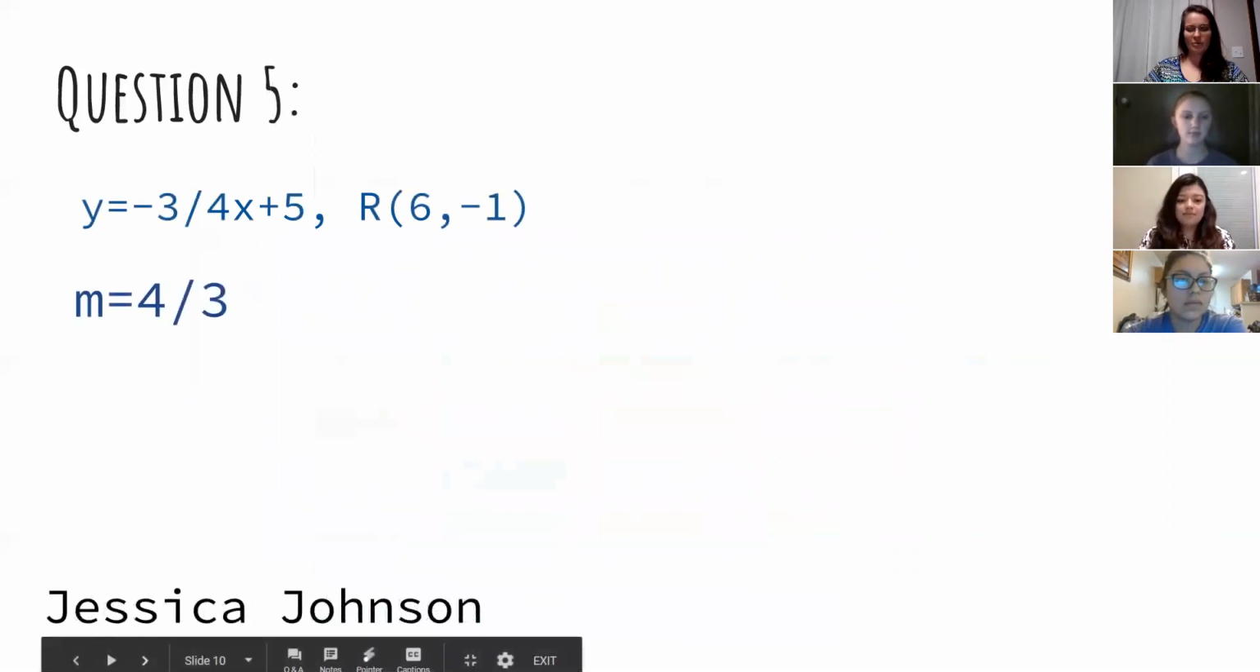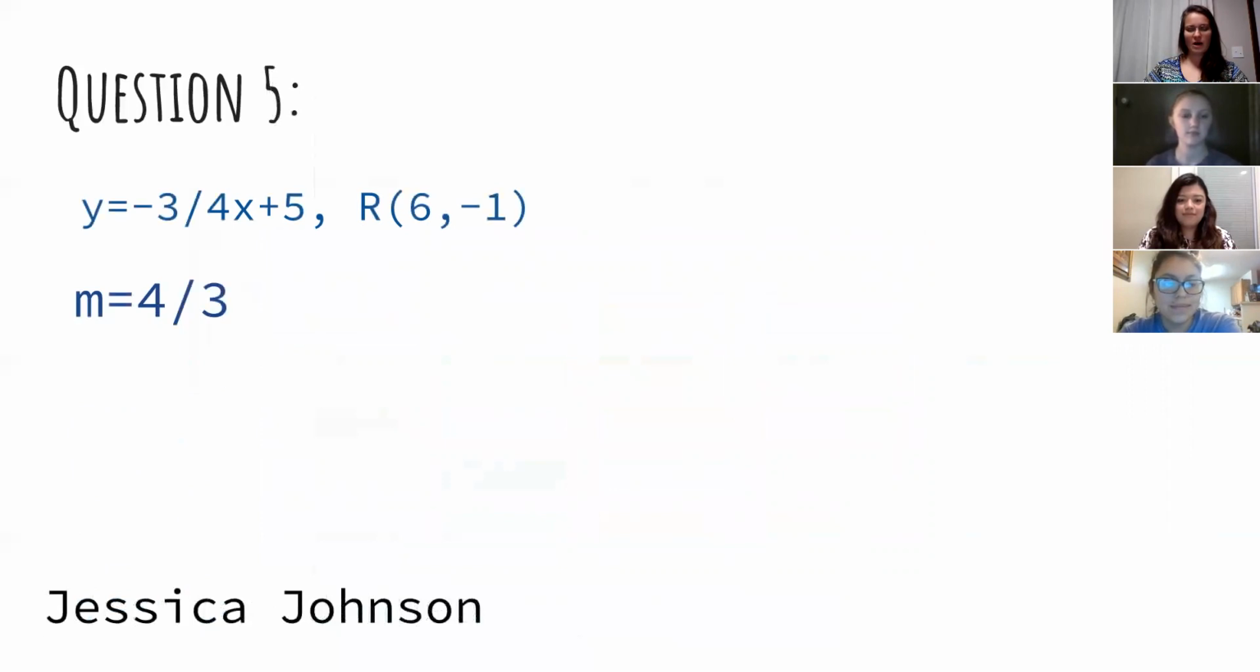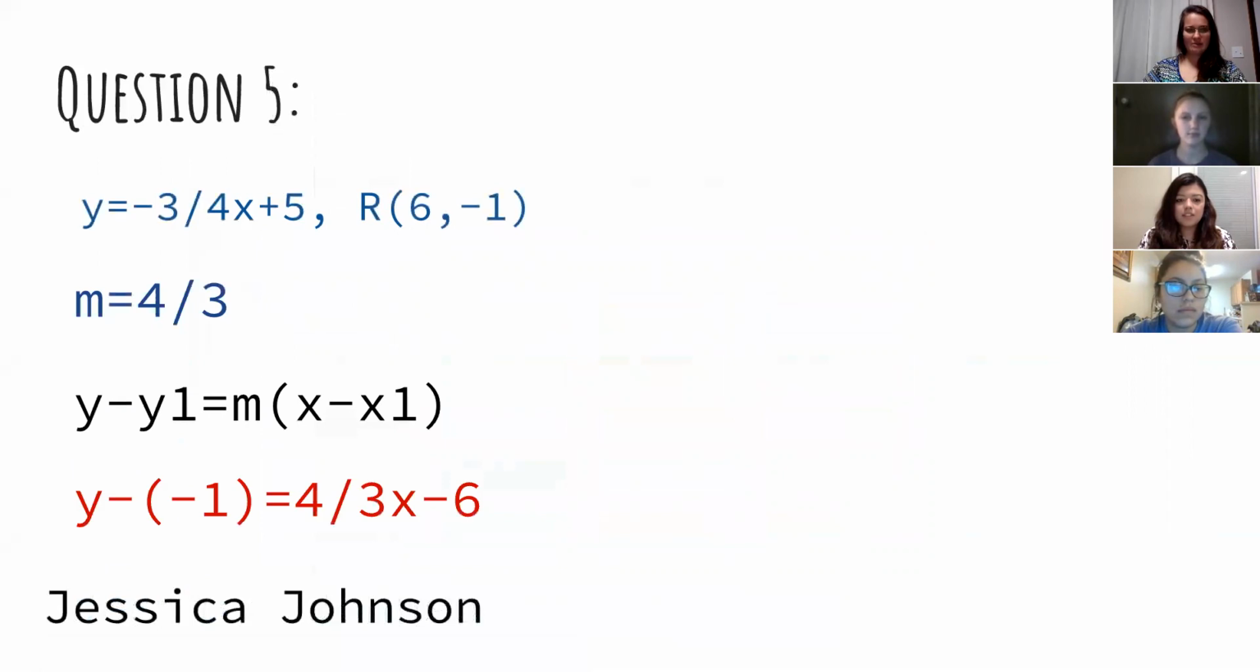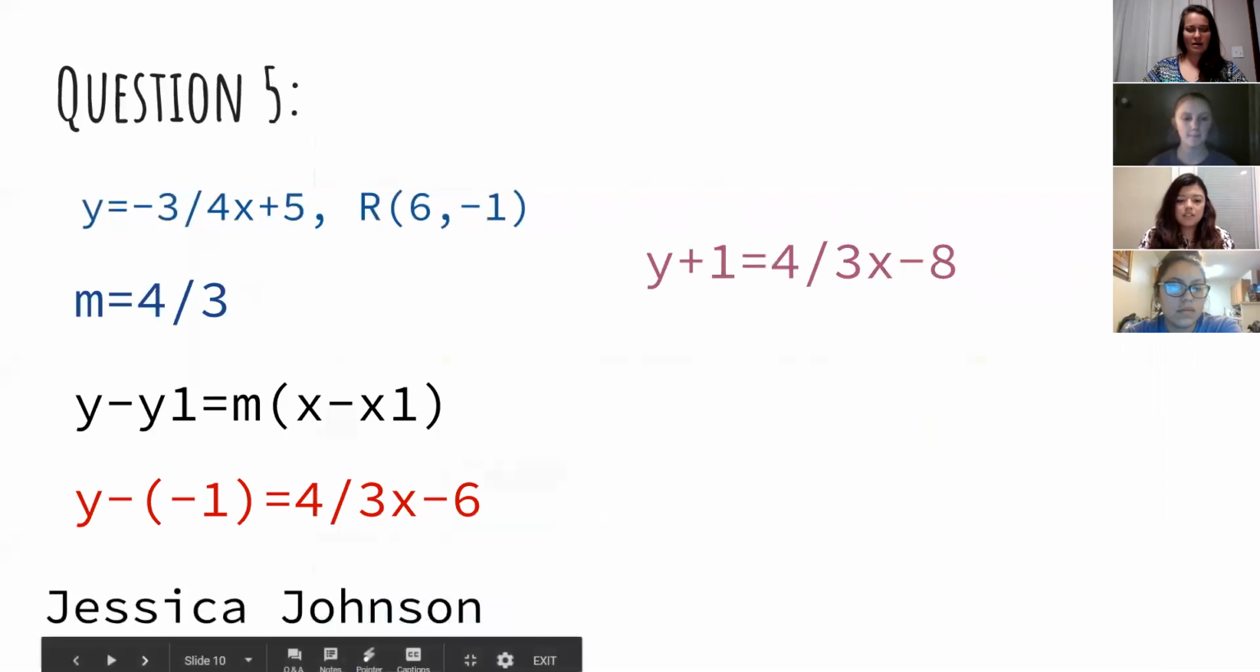From here, we can use the point-slope formula, y minus y1 equals m times x minus x1. We need to fill in the equation to get y minus -1 equals 4/3 times x minus 6. Then we solve for the variable y. I will use the distributive property and get y plus 1 equals 4/3x minus 8.